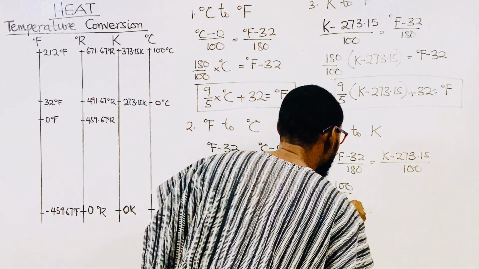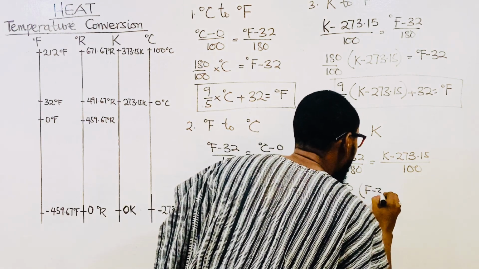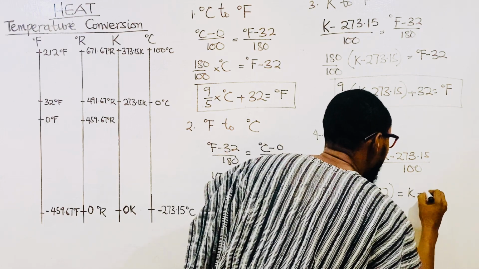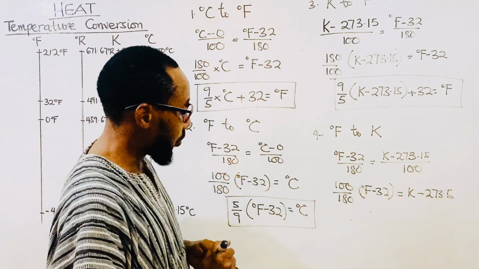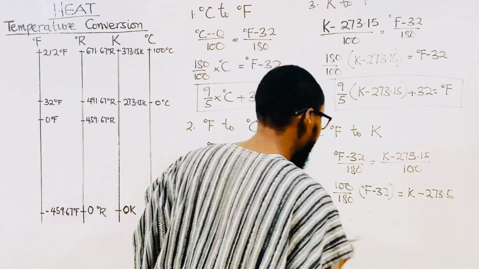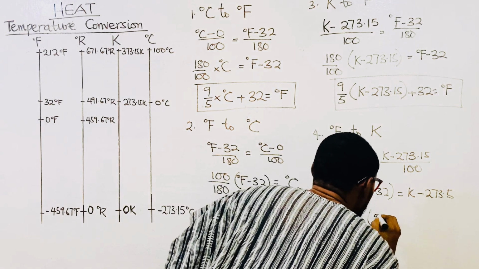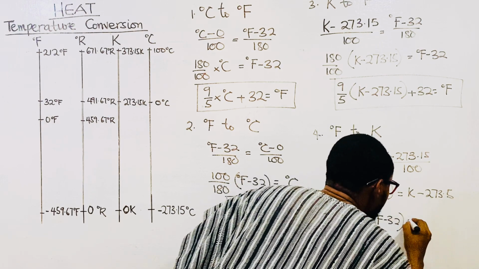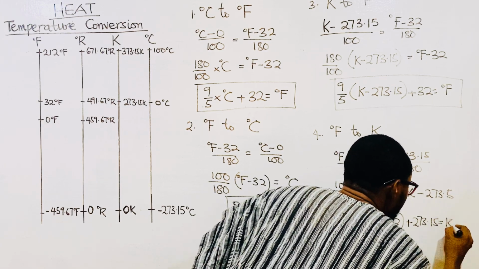So we have this. Okay, this is where we are now. So what do we do now? Let us try to reduce this fraction. And that gives us 5/9, right? In brackets we have this. Of course, this crosses the equal sign, so that we have plus 273.15 equals K.